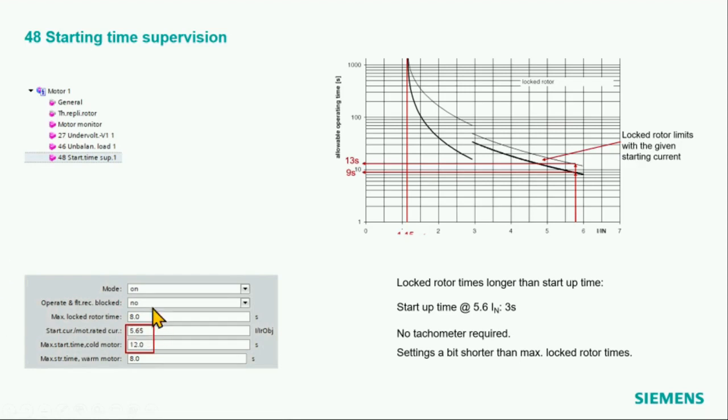And yeah, maximum locked rotor time. In that example, I took 8 seconds, which is a little bit smaller than these 9 seconds again, just to be on the safe side, because I don't have a locked rotor tachometer connected. So this has no meaning, this value, just not to interfere. If I had a tachometer, I could set this to a lower value to make a shorter or a faster tripping, not to wait until the motor has heated up completely here.